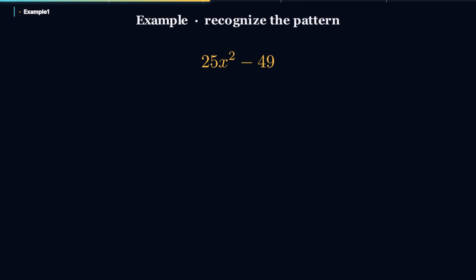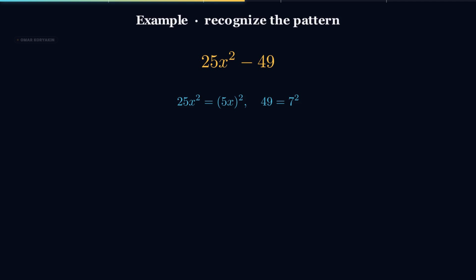Example 1. Factor 25x squared minus 49. The first job is to recognize this as a difference of squares. Both pieces need to be perfect squares of something, and they have to be connected by a minus sign. 25x squared is the square of 5x, 49 is the square of 7. The minus sign between them is exactly what the difference of squares pattern requires.